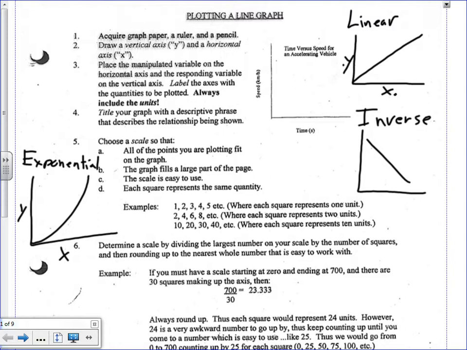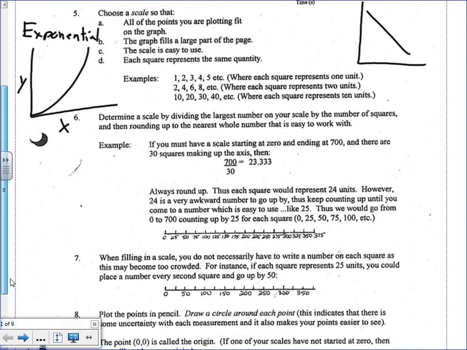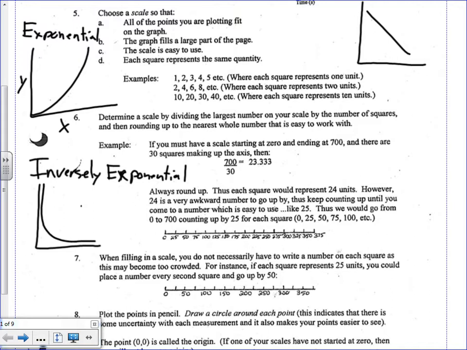And then the other kind is the opposite of that: inversely exponential. It looks like that. It's the other curve. So as the manipulated variable goes up, the responding variable goes down exponentially. You don't see this one all that often, at least not in this course.